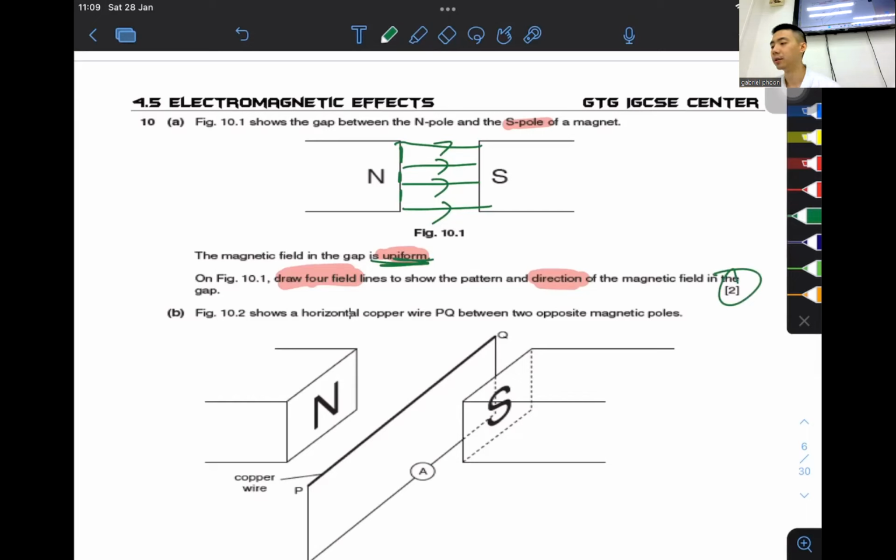Okay. Make sure that your gap here is the same. Don't have one gap big, one gap small. It is not going to be acceptable, especially if they mention that it is a uniform magnetic field.